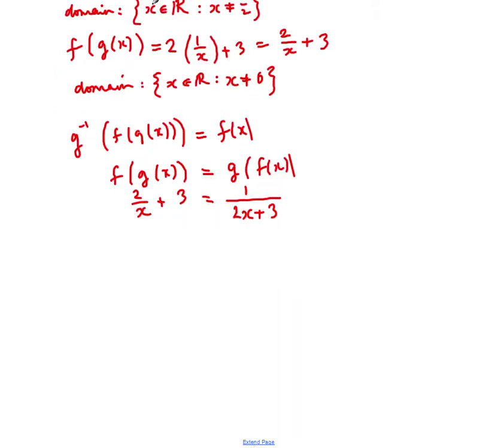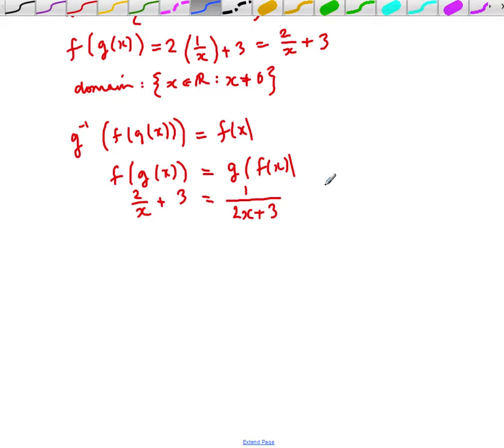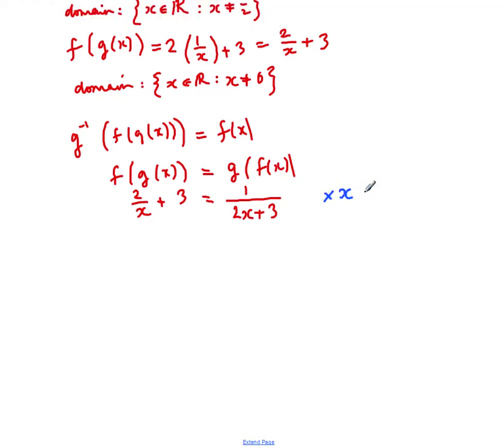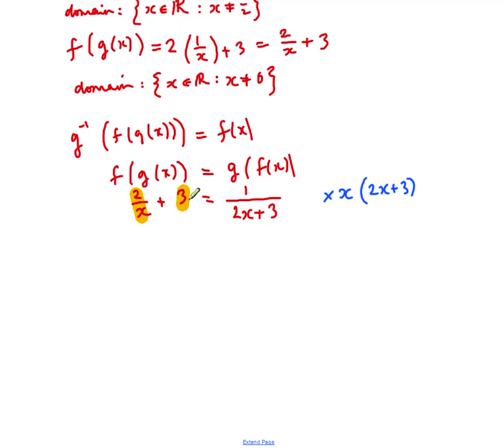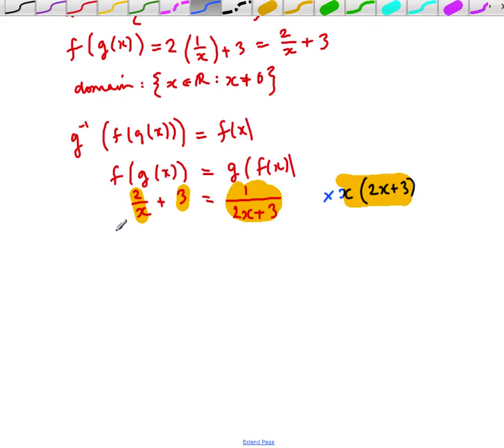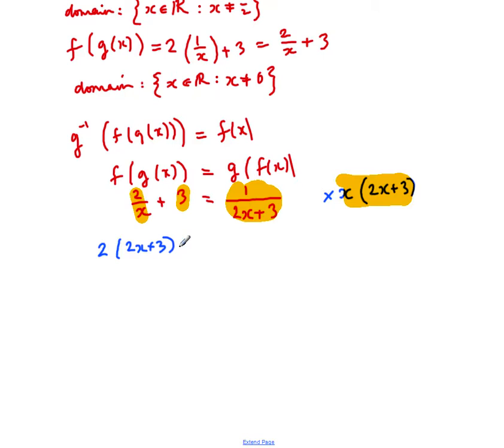And clearly the first job in this bit of algebra is to get rid of the denominators. So I'm going to multiply both sides by x brackets 2x plus 3 and carefully cancel things as we go. Now notice you've got 3 terms. You've got this one here, and this one here, and everything needs to be multiplied by x(2x plus 3). So if we multiply the first one by x(2x plus 3), the x's cancel and we get 2 times (2x plus 3). For the 3, there's nothing to cancel out, so that's going to give us x(2x plus 3). For the 1 over term, the 2x plus 3 will cancel, and that will just leave us with x.